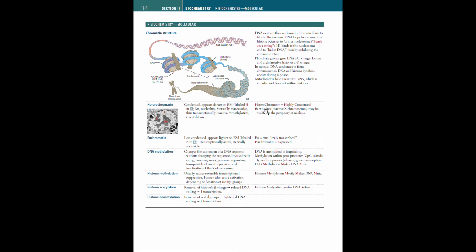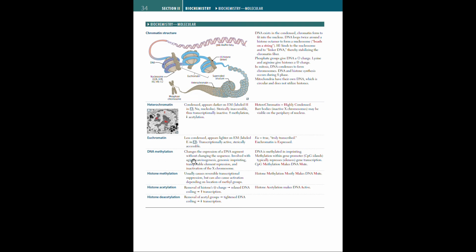In the USMLE book, there are a lot of other side notes which are given for your ease to remember a few things. You might not remember all of them, but we can try. So here is heterochromatin that is highly condensed. So HC, here is HC. Barr bodies, which is inactive X chromosome, may be visible on the periphery of the nucleus. So in the euchromatin, as I said, it's expressed, it can be used. EU means true, that is truly transcribed.